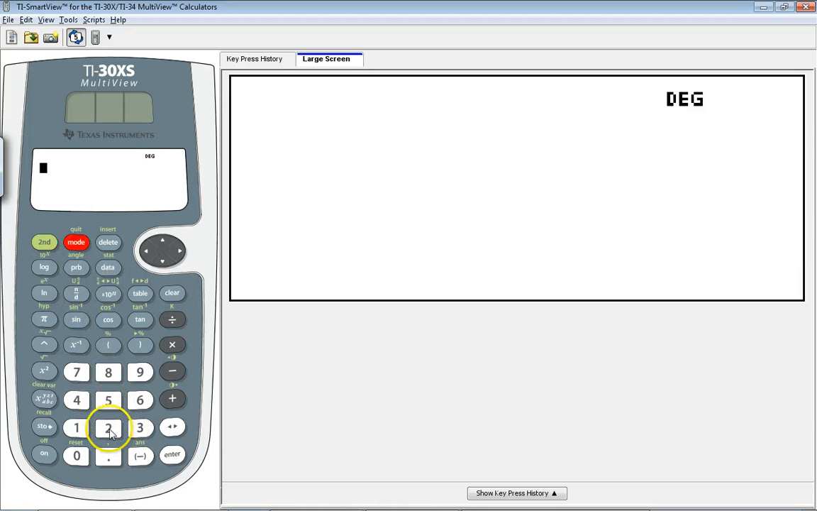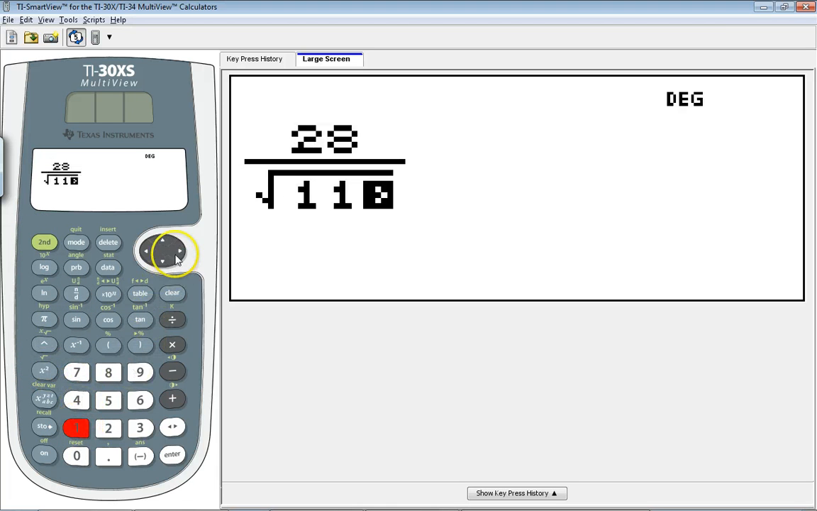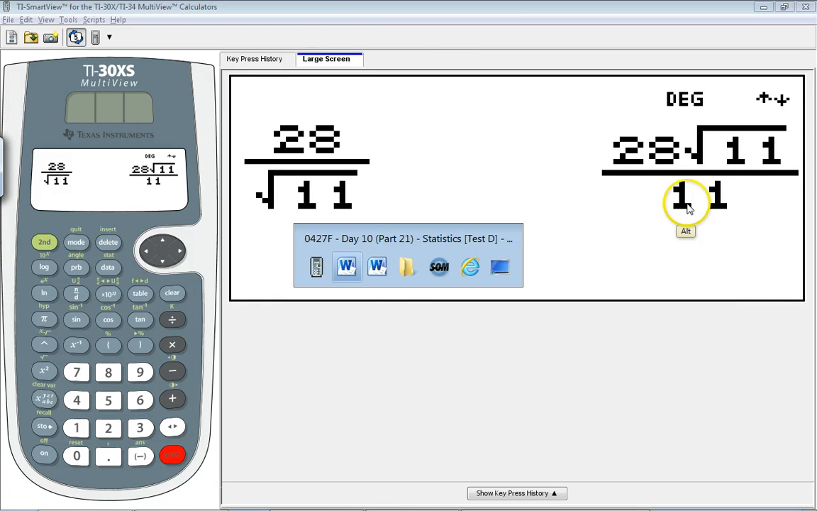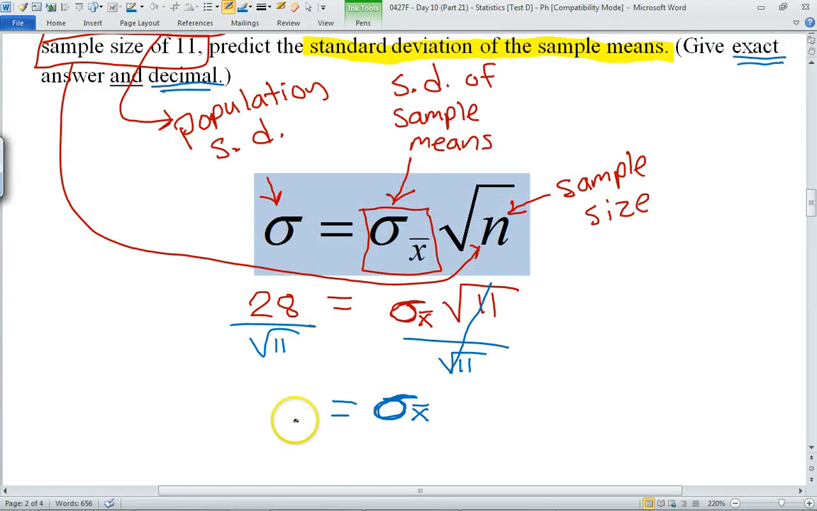Okay, so 28 over radical 11. That gives me 28 radical 11 over 11. So if they ask me for an exact answer, that's what I'll put. 28 radical 11 over 11.